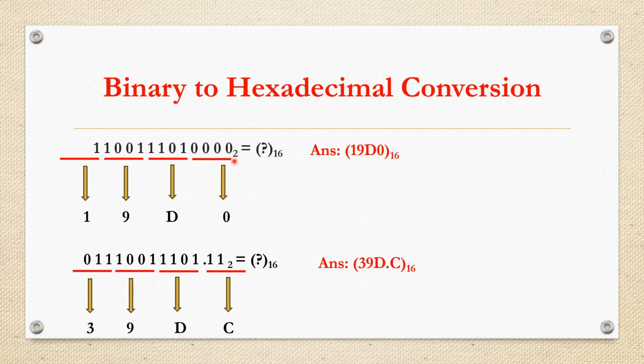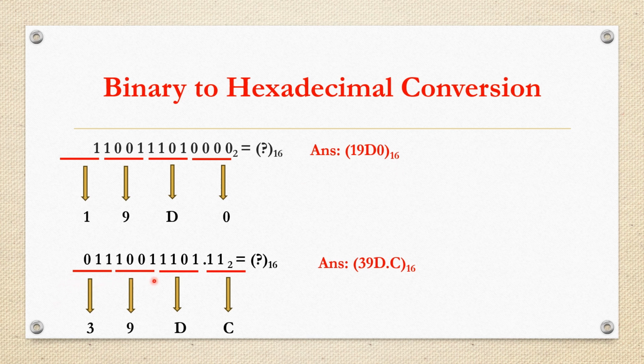So the hexadecimal equivalent of 0 0 0 0 is 0, and this 1 0 1 1 is B, and 1 0 0 1 is 9, and this is 1. So this number is equivalent to 19B0 in base 16, and you can see it is so much compact, so it is easy for writing and remembering the number.